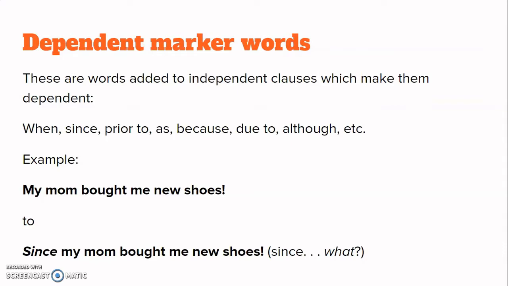For example, with the independent clause, my mom bought me new shoes. That's independent, has the subject, predicate, can stand on its own. However, by adding on the dependent marker word since to the beginning, it's implying that something happened since my mom bought me new shoes. And by leaving that as its own sentence, as a sentence fragment, it's just not providing that extra information that is necessary with conveying your thought of what happened after my mom bought me new shoes. Since what?